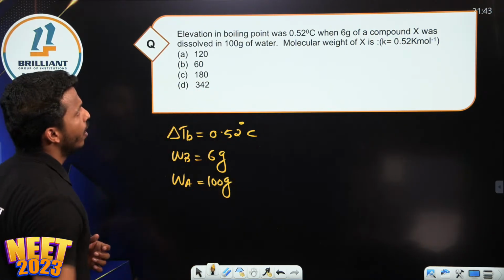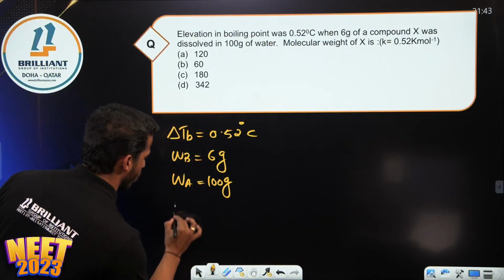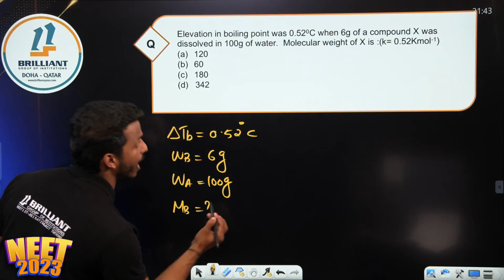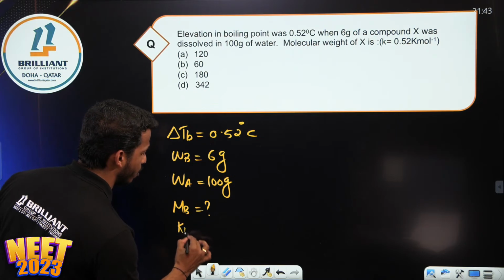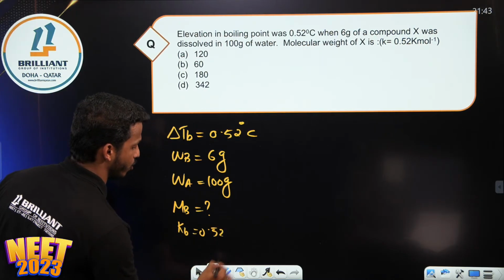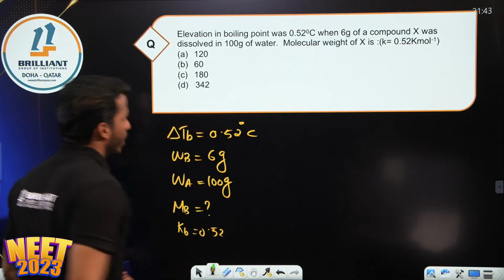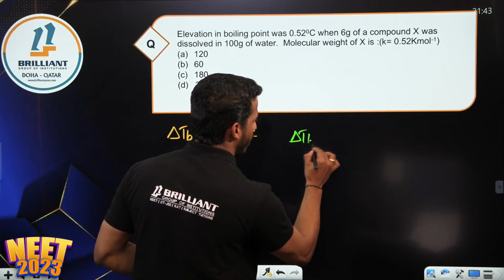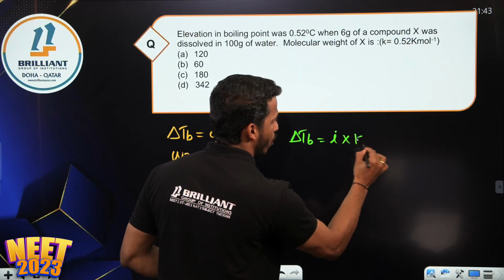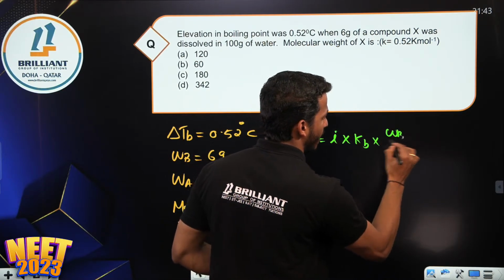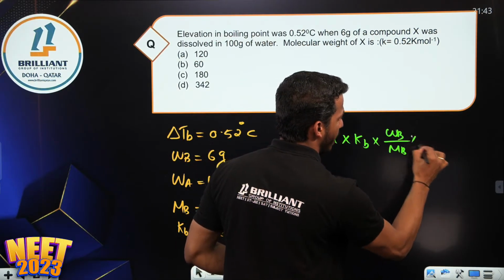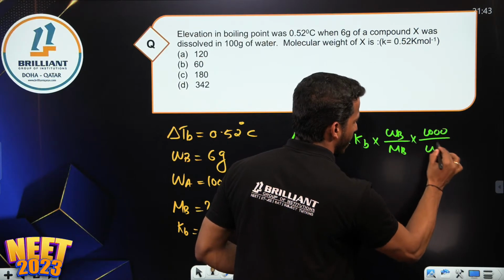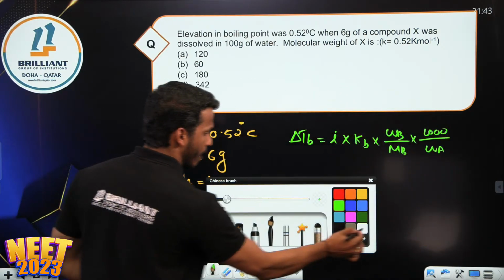100 gram. Molecular weight of X. So what is MB? That is supposed to be calculated, where KB is already given, 0.52 Kelvin per molar. Dear all, with the equation directly we can use it. Which equation? Delta TB is equal to i into KB into molarity, that is WB by MB into 1000 divided by WA. Let us substitute one by one.